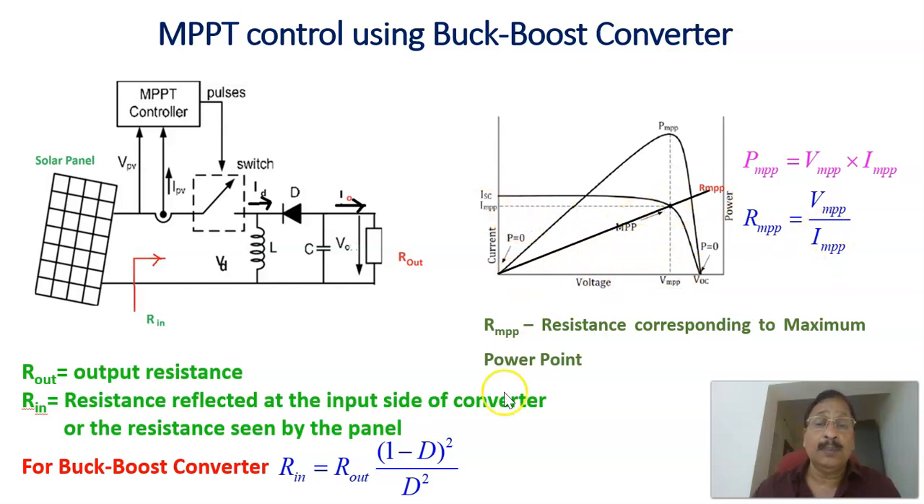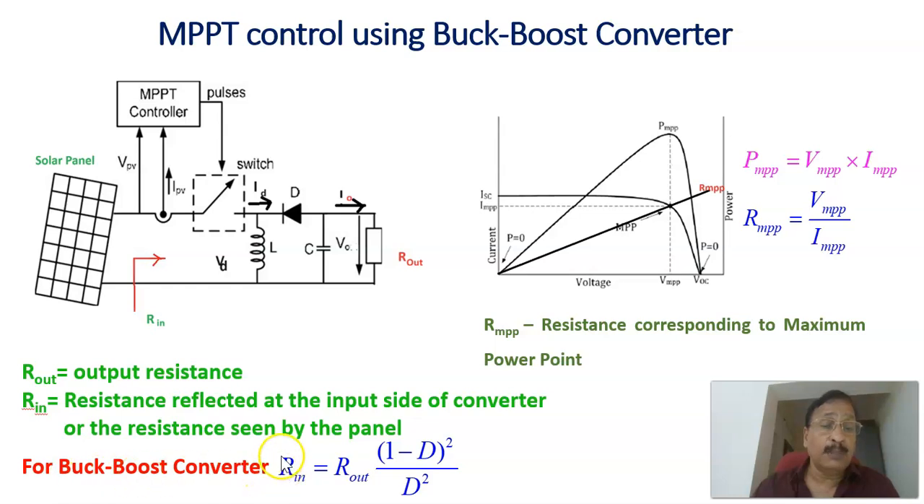Corresponding to that, we will be adjusting the duty ratio and making this resistance R in the same as RMPP. That is done in the MPPT controller. Therefore, RMPP is the resistance corresponding to the maximum power, and R out is the output resistance. R in is the resistance reflected at the input side of the converter, or the resistance seen by the panel.